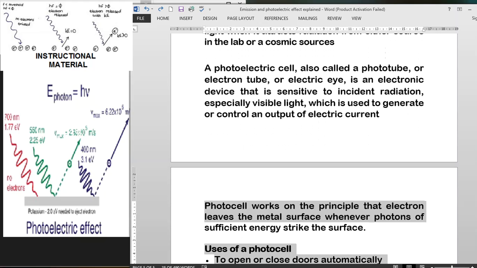So how do photocells or photoelectric cells work? They work on the principle that electrons leave the metal surface whenever photons of sufficient energy strike the surface. So whenever photons of sufficient energy strike the surface, electrons leave the metal surface.